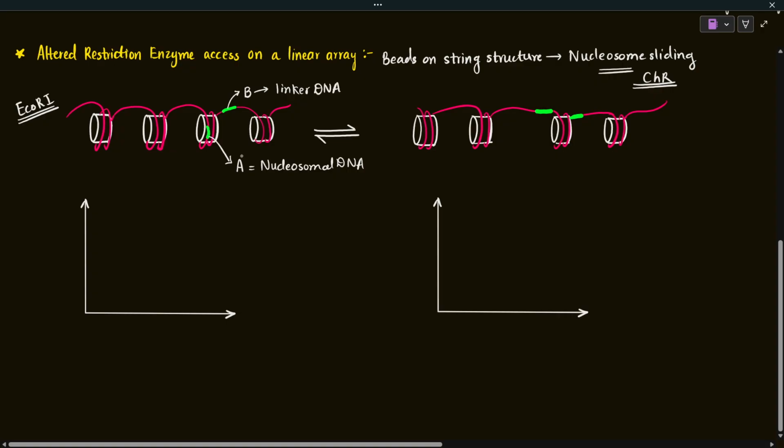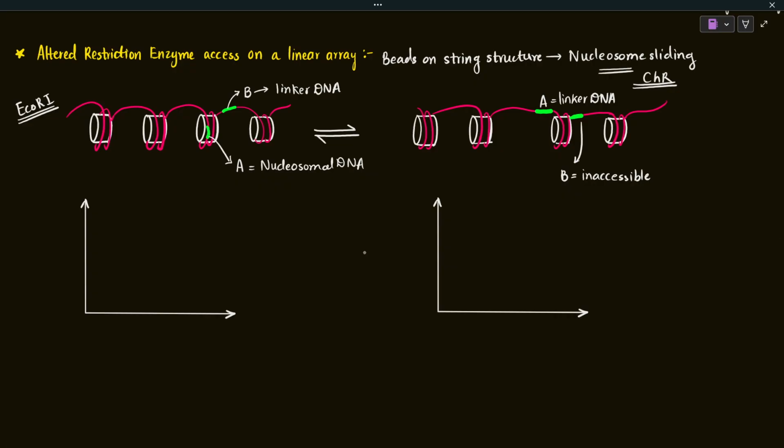What happens when this nucleosome slides further is that site A becomes accessible. It goes into the linker DNA, so it is accessible, while site B becomes somewhat inaccessible because it is very close to the nucleosome. So due to the dynamic nature of the nucleosomes, the sites can go from accessible to inaccessible or vice versa.